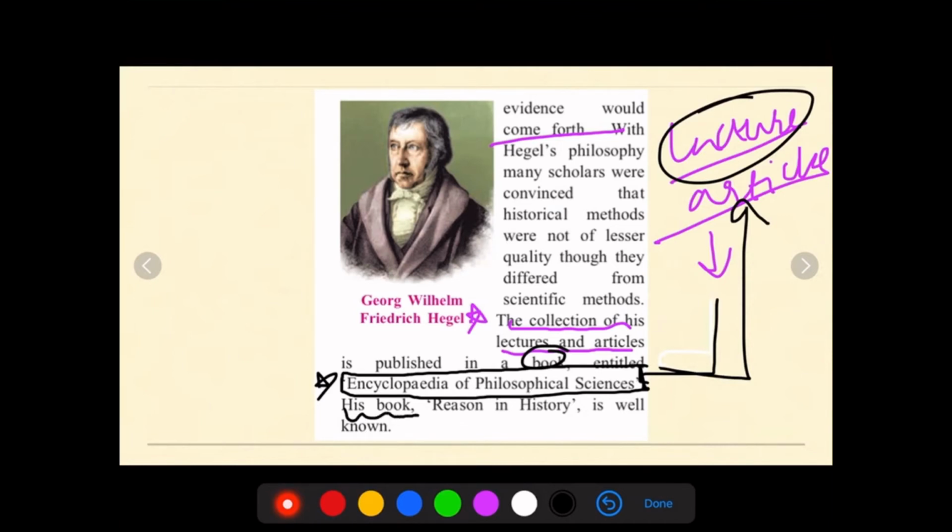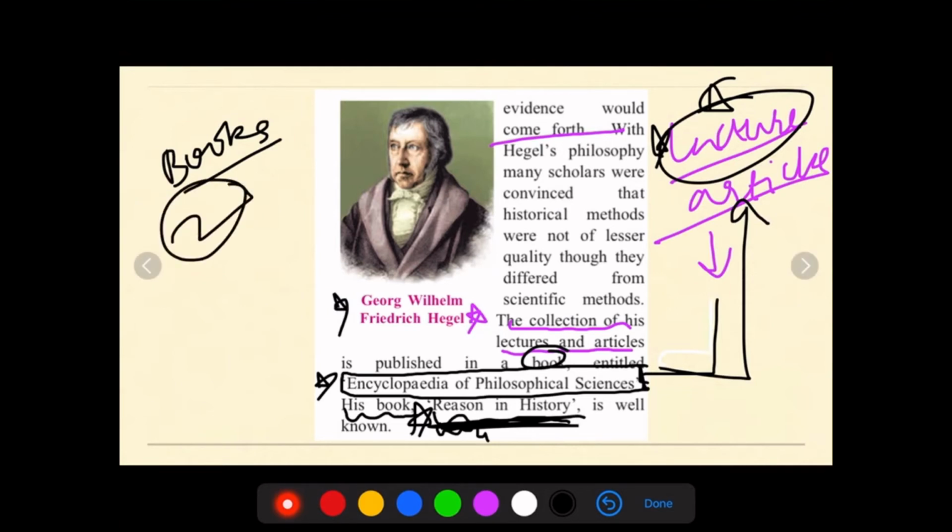Another book, which was not written by him because it contained his lectures, is the Encyclopedia; but Reason in History is written by him. So there were two books of Hegel. The first one is Encyclopedia of Philosophical Science, and the next one is Reason in History. Rene Descartes had one book, which was Discourse on Method, and Hegel had two books. I hope George William Friedrich Hegel is clear to you.